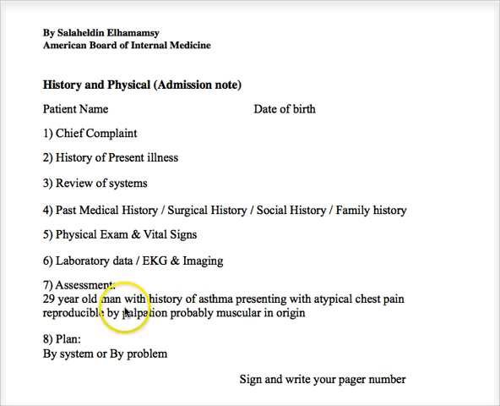And then you write the assessment and plan. So the assessment is your thought process, what the patient has, and the plan is what you intend to do. At the end, you sign your note. I hope that this orientation video is beneficial for the new interns, and writing a history and physical note would be easy. Thank you.